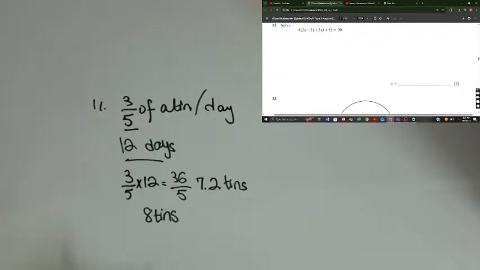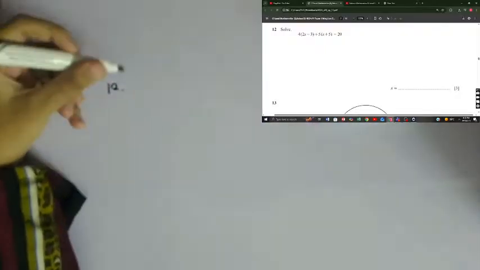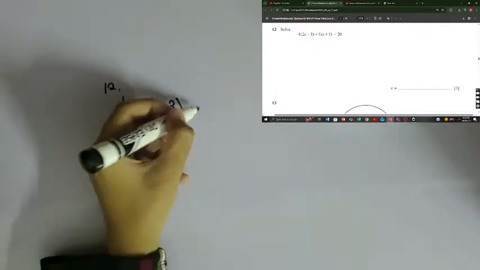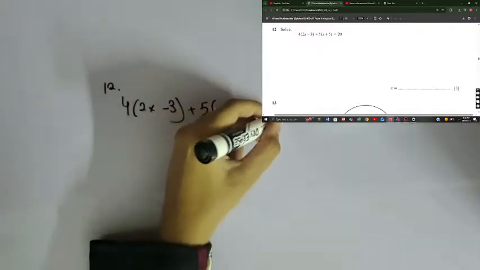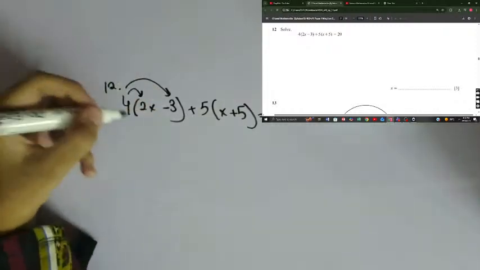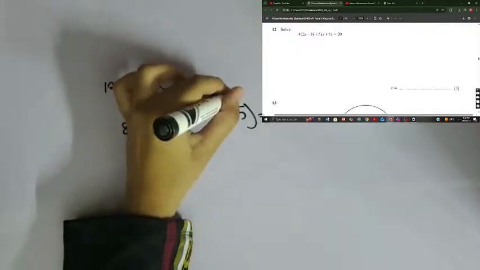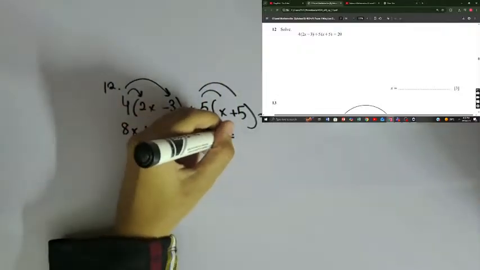The next question is another algebraic question. Let's do it. We have 4 multiplied by 2x minus 3, and we're adding 5 multiplied by x plus 5, which is equal to 20. So we'll just multiply 4 by both numbers inside this bracket, and we get 8x minus 12, and now we multiply 5 by both numbers in this bracket, and we get 5x plus 25 is equal to 20.